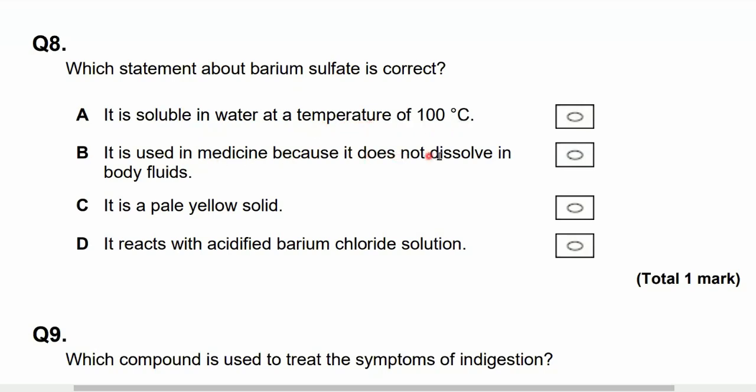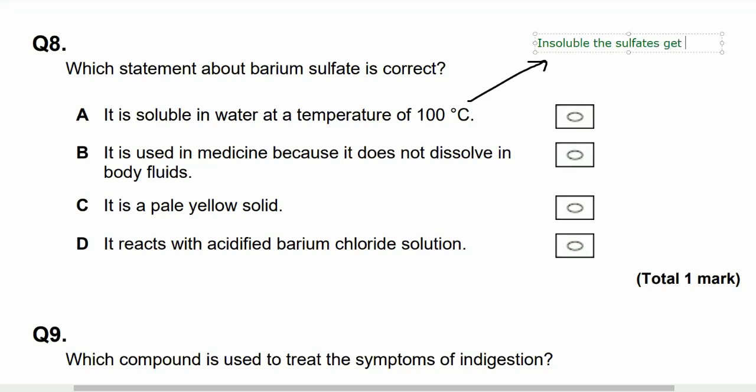Well, no, barium sulfate, we don't want it to be soluble. We want it to absorb those X-rays in medical imaging. It is used in medicine because it does not dissolve in bodily fluids. Now, that's the one. We don't want it to dissolve in bodily fluids. We want it to coat the lining of the organs. So B is the correct answer here.